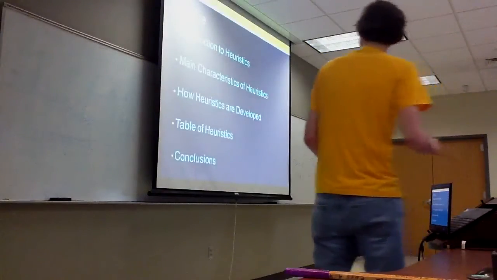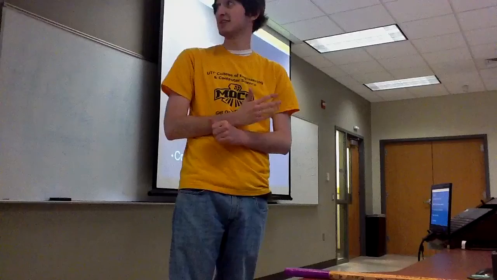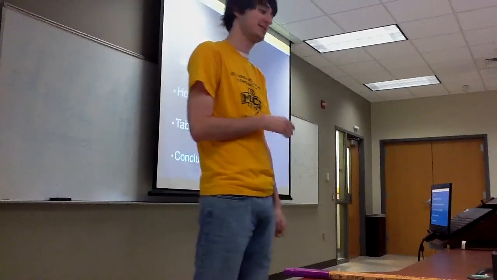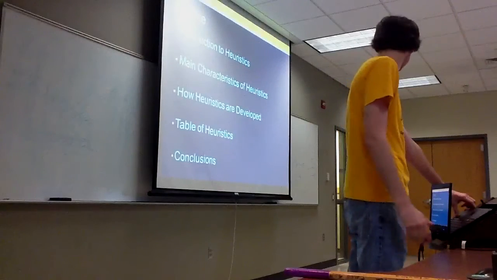Outline of what we'll be talking about: first we'll look at an introduction to what heuristics are, the main characteristics of those, how they're developed, and then a table of where you can find them in your book, and then conclusions.